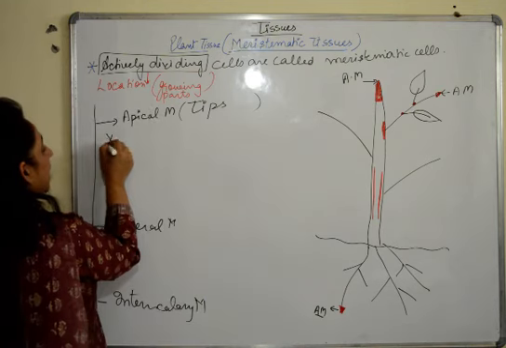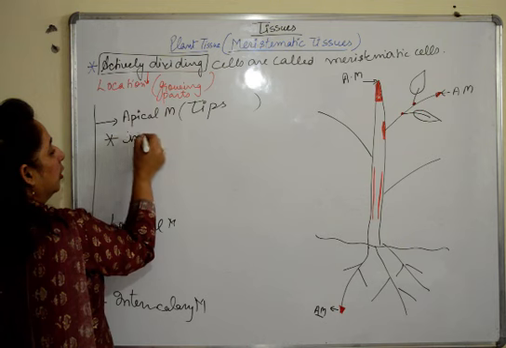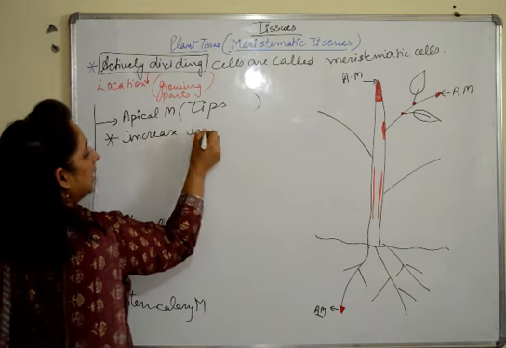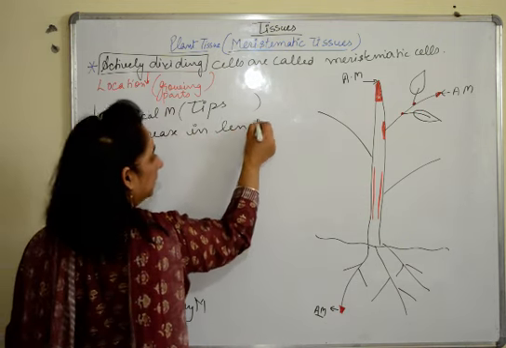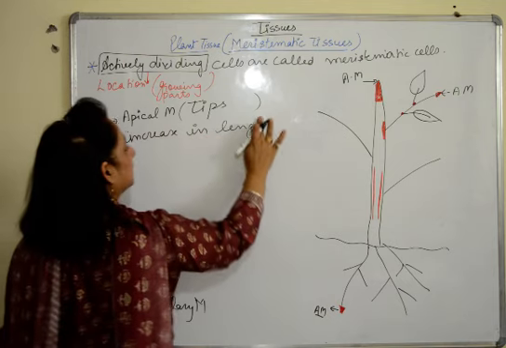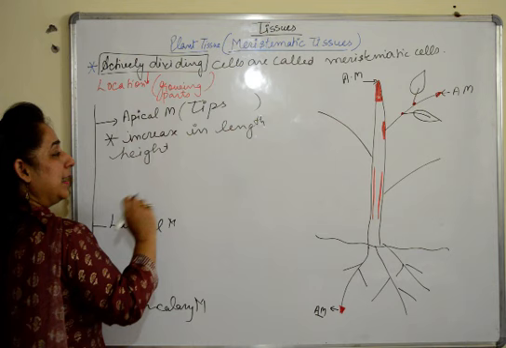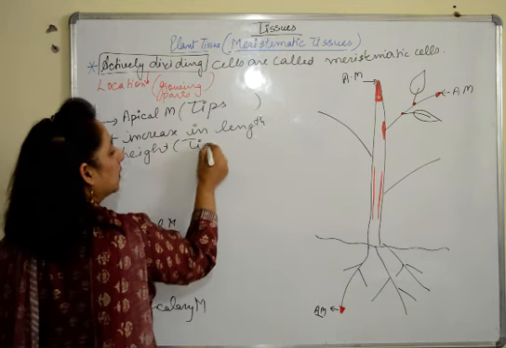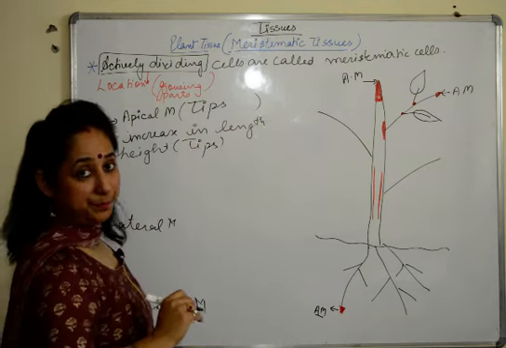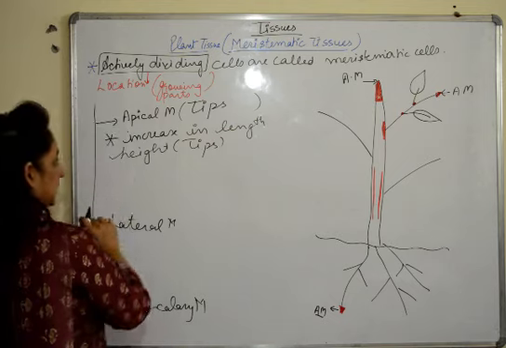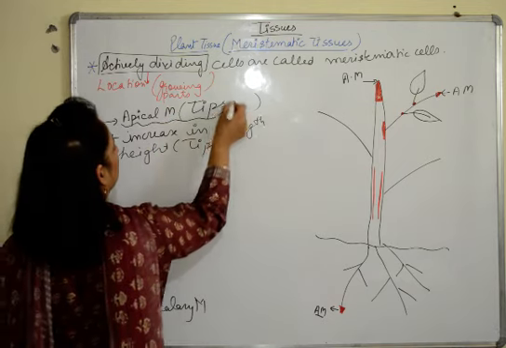It helps the plant to increase in length, or you may say height. It is present on the growing tips. Next, this is the first one.